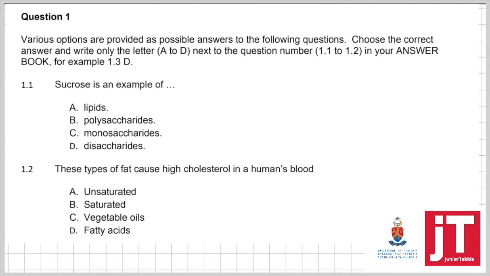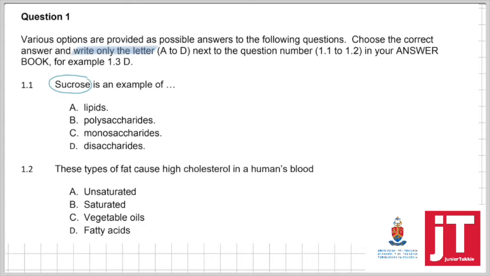So the first thing when reading through, question 1 says to us here, various options are provided, as we can see, to the questions that are given. Choose the correct answer and write only the letter A to D next to the question number in your answer book. This is quite an important statement because a lot of students make the mistake of rewriting the option in their answer books. And because they haven't answered the actual question, which asks for the letter only, they won't get those marks. So we need to make sure that we are writing only the letter next to the question number in our answer book. So let's look at question 1.1.